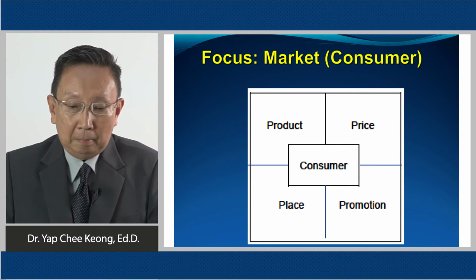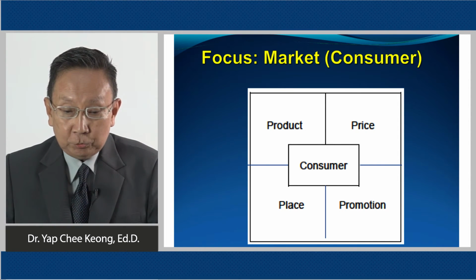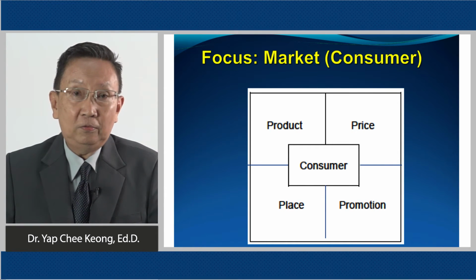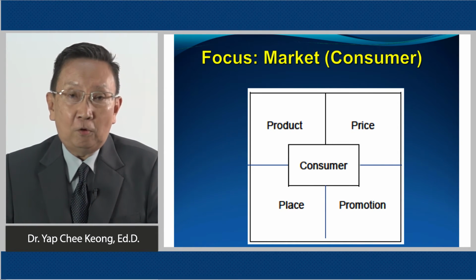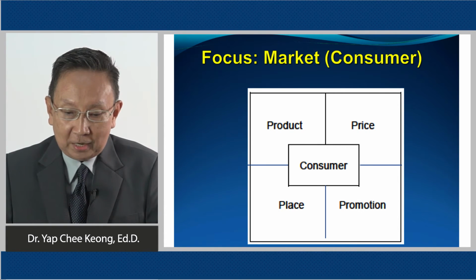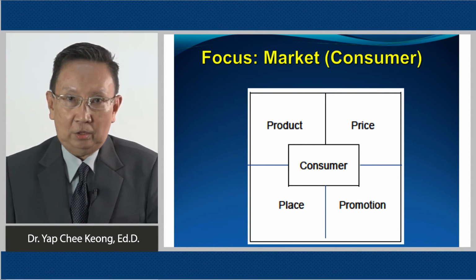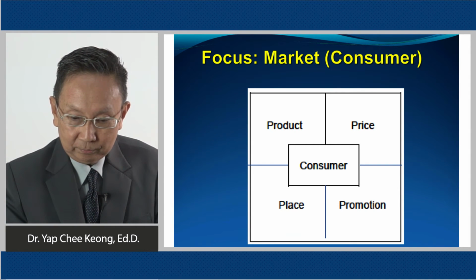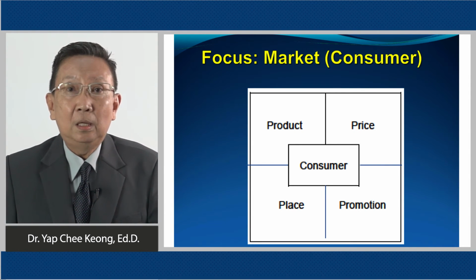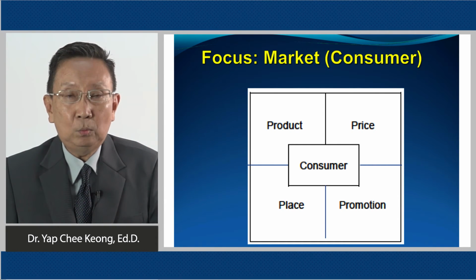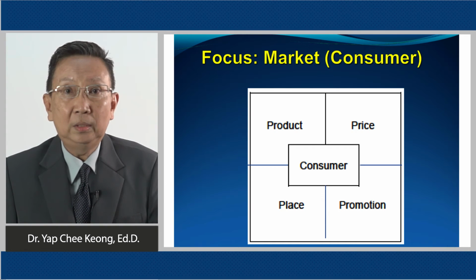Thus, the focus on market or consumer is, as we can see in this diagram, that the consumer is in the center of our attention, while the 4Ps, i.e. product, price, place, and promotion, are outside the focus of attention. In other words, it is more important for a company to focus on the consumer needs and wants rather than on the 4 marketing strategies.